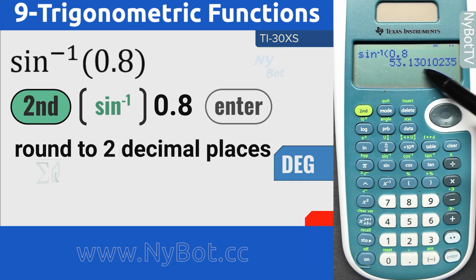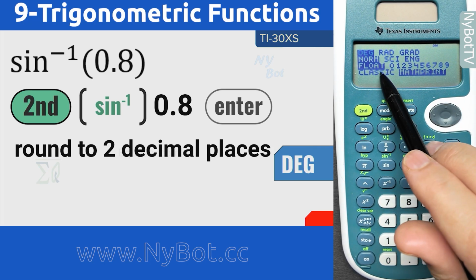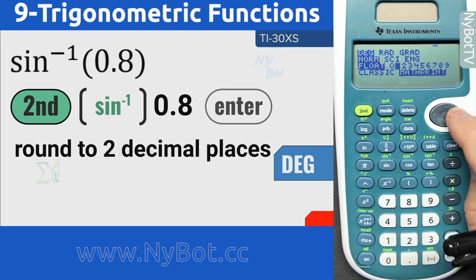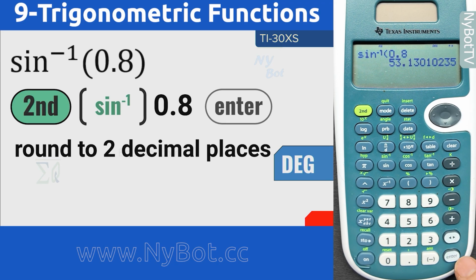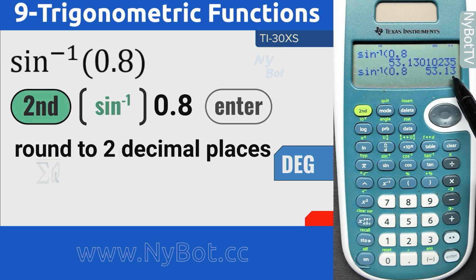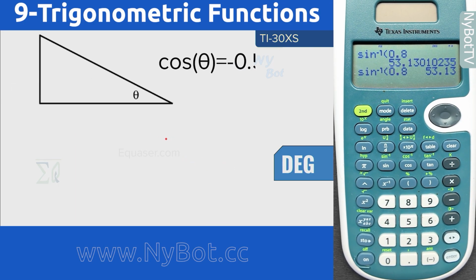And if you want it in 2 decimal places, let's press mode, come here to the float and select 2, but remember to change it back, enter. Now 2 is highlighted, clear. If I press equal again, 53.13. And this is how we change the float.